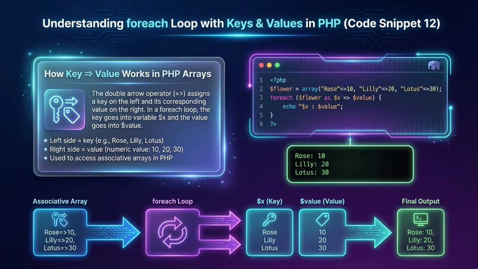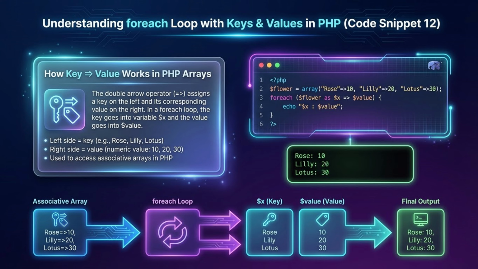The visual representation in the image shows this clearly. The associative array first enters the foreach engine, which separates keys and values. Keys flow into the variable $x, and values flow into $value, and both combine to form the final printed output. This structure is extremely useful in practical programming because it allows you to work with meaningful labels instead of numerical indexes.